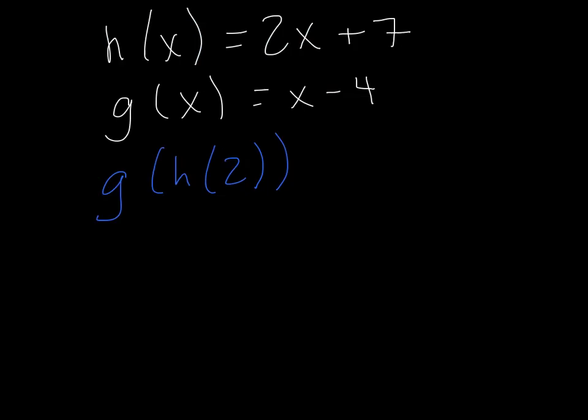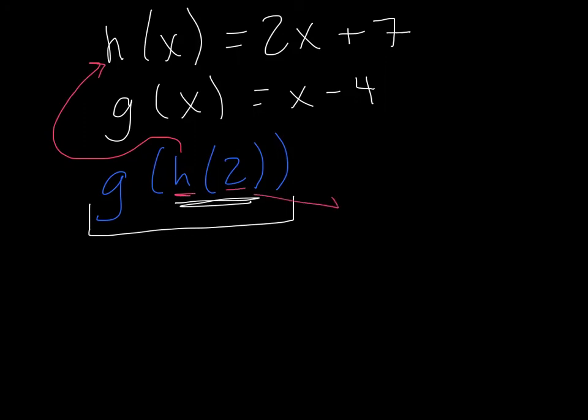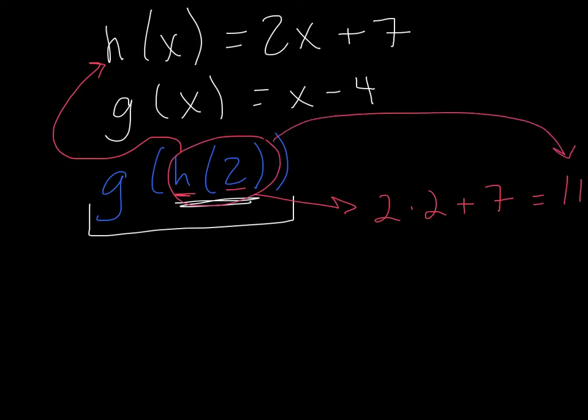Unlike the last slide, I'm now going to change the order. Now it's h of 2 on the inside and g on the outside. We're going to take the same process that we did on the last one. We start with the inside and plug it in. I'm going to plug the 2 into this first equation because it's the h part. So this will be 2 times 2 plus 7, which is equal to 11. That takes care of the inside part, so this whole value here has now become 11.